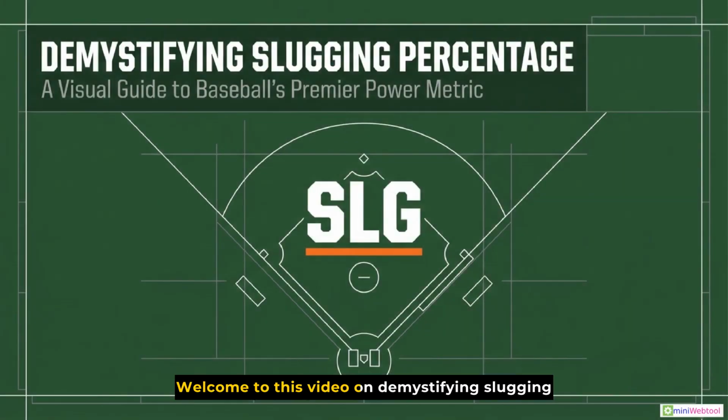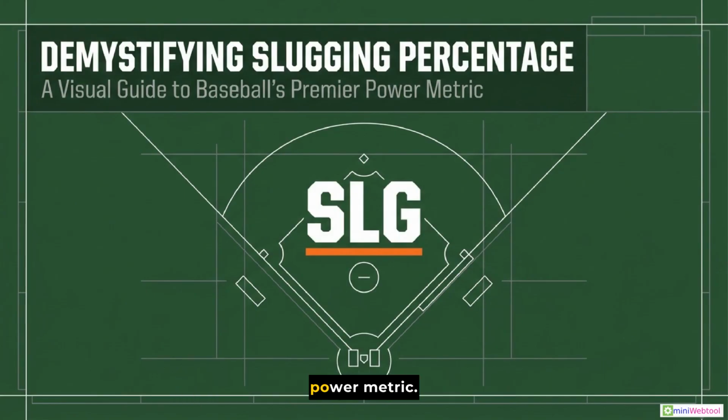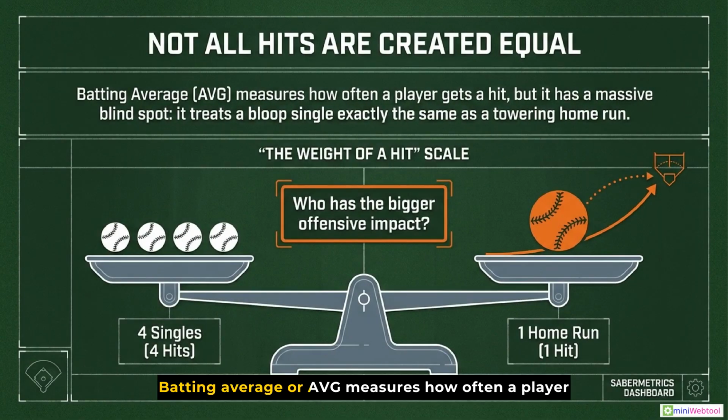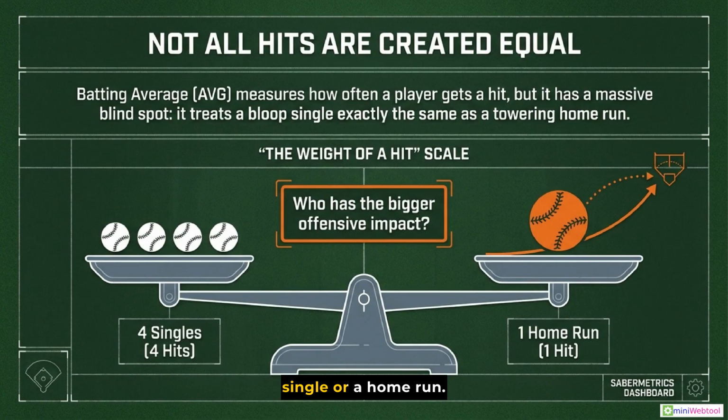Welcome to this video on demystifying slugging percentage, a visual guide to baseball's premier power metric. Batting average, or AVG, measures how often a player gets a hit. However, it treats all hits equally, whether a single or a home run. The offensive impact is not equal.